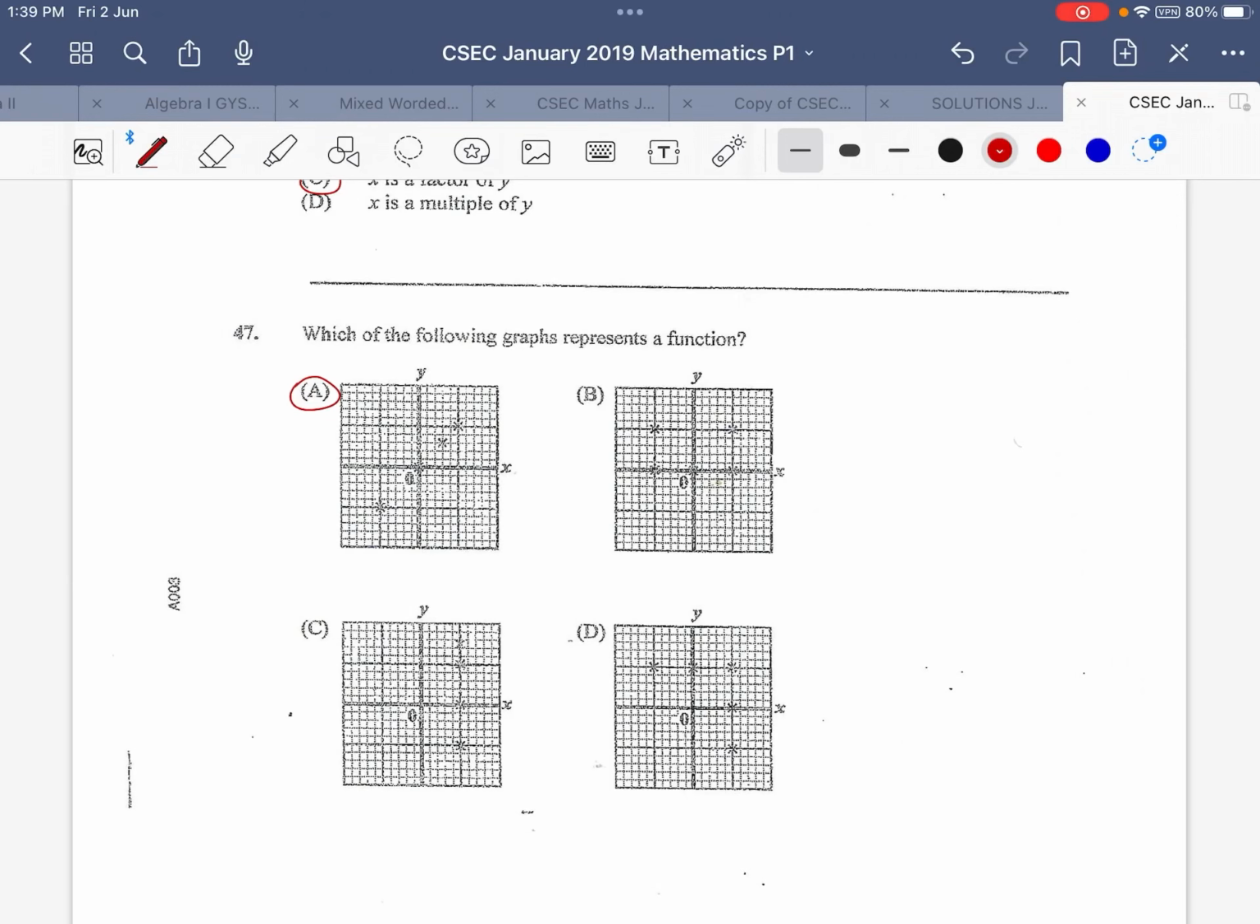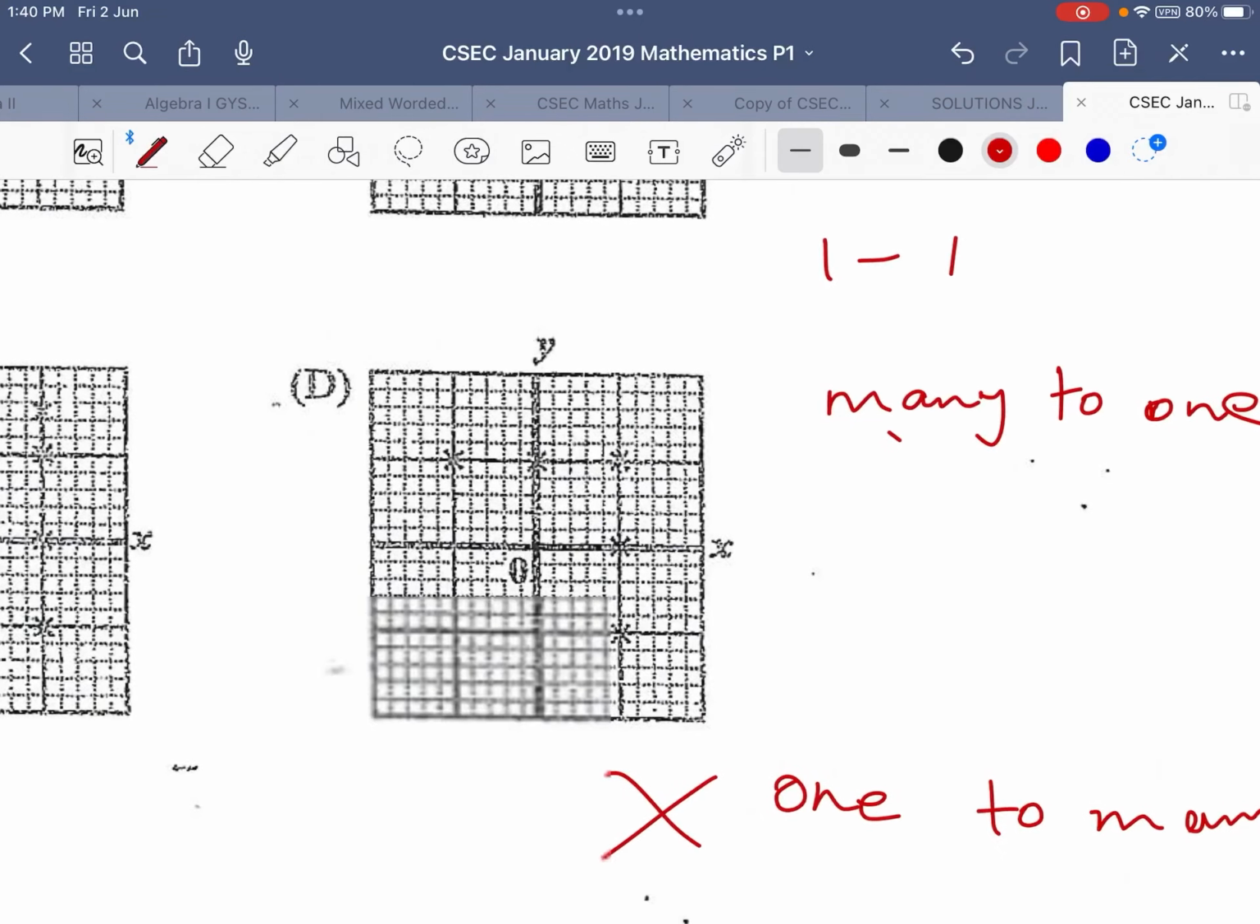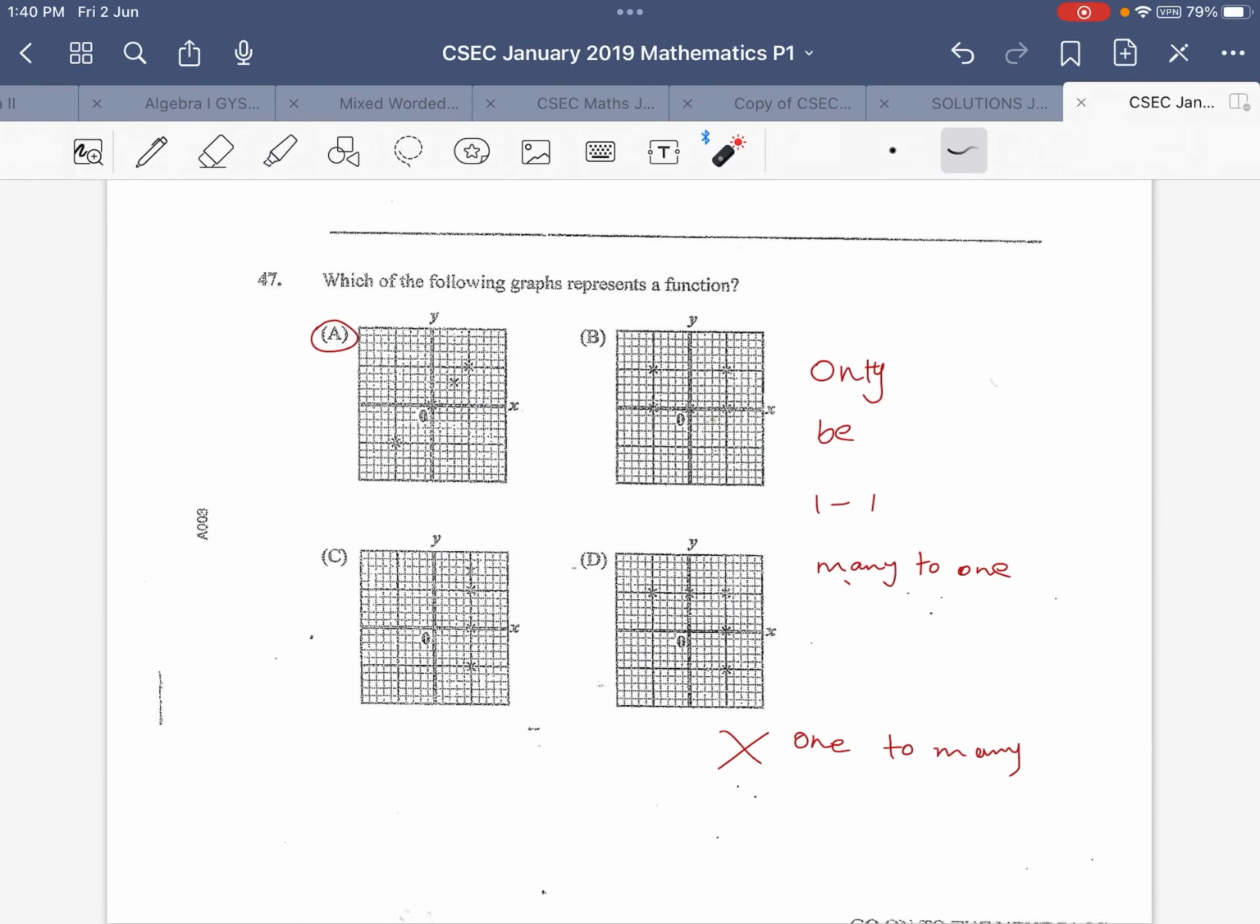So that's what represents a function. A function can only be one-to-one or many-to-one, right? Many x to one y. You cannot have one x to many y, so that's wrong. No x value should be going to multiple y values. Okay, so this is not a function.